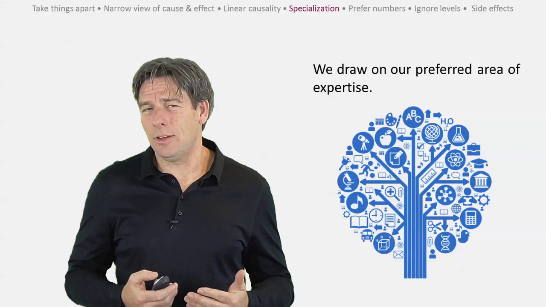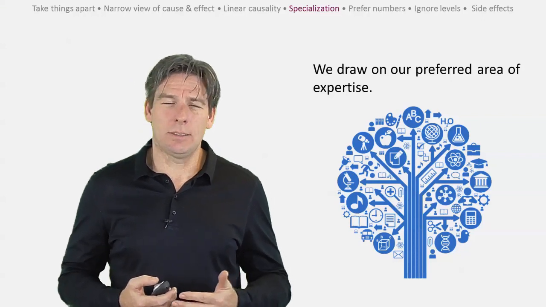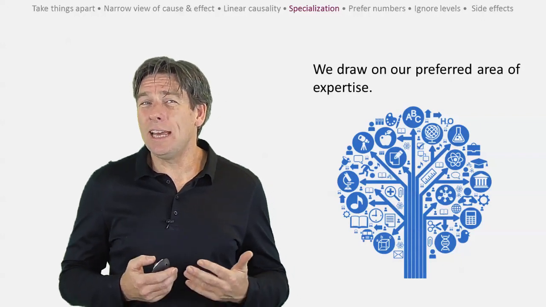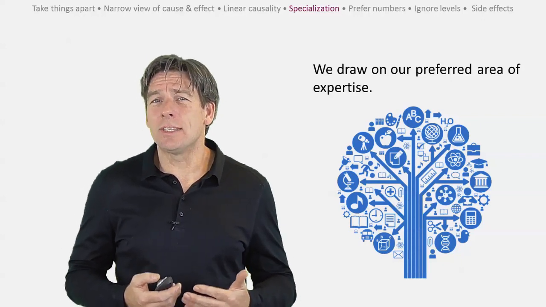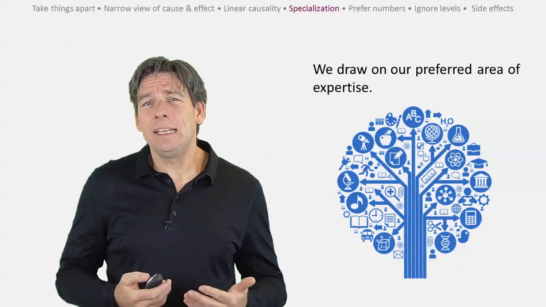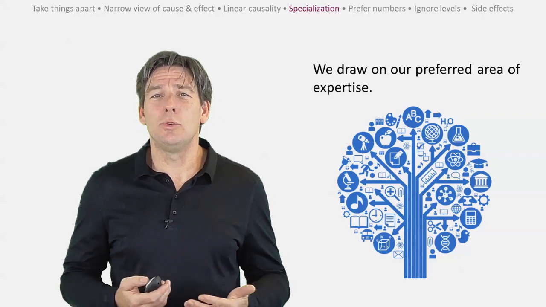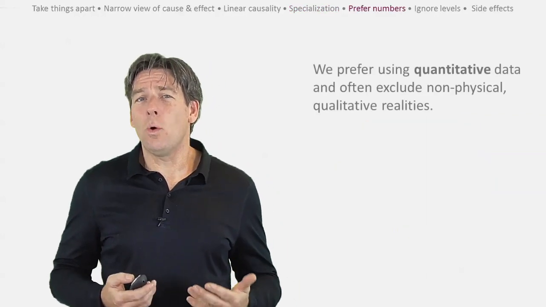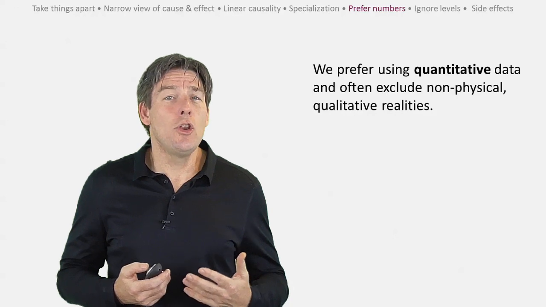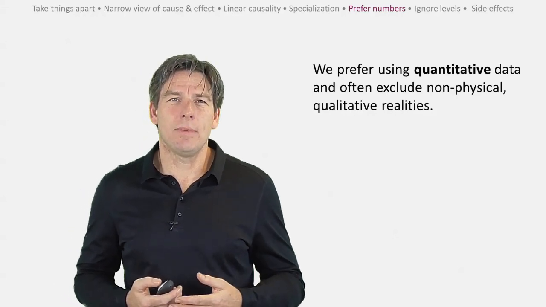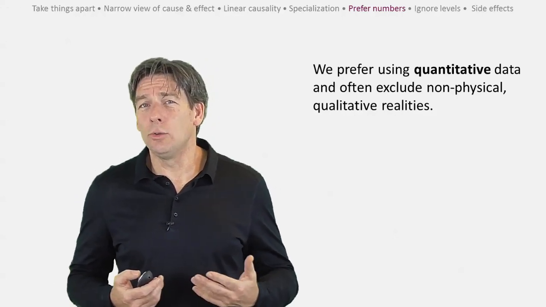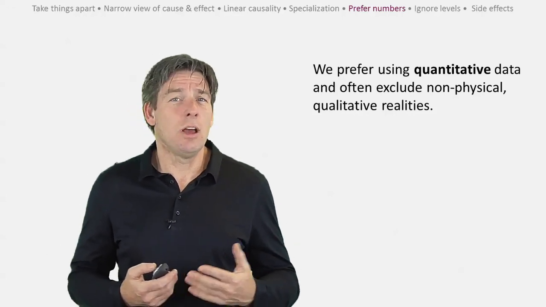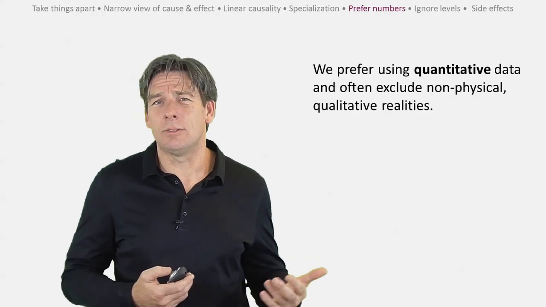Let's make one thing clear though, we definitely need specialists. They help us understand causal mechanisms. However, relying on expertise reasoning alone discourages interdisciplinary curiosity and leads to a narrow selection of variables to include in our mental models. 5. We prefer using quantitative data and often exclude non-physical qualitative realities. Often our formal models include things that we can measure, and we exclude what we call softer variables such as motivation, trust, knowledge, and skills.